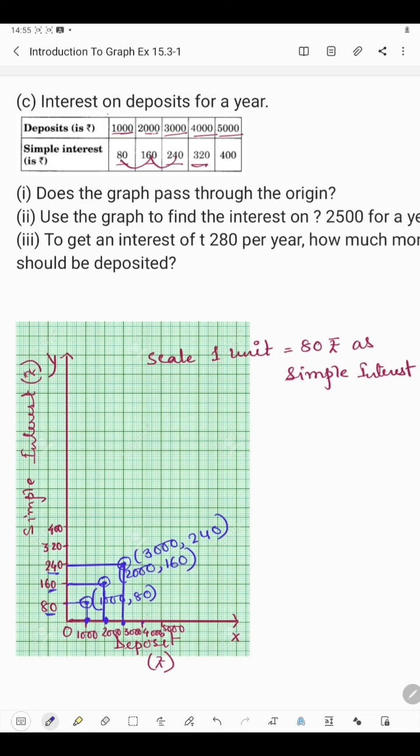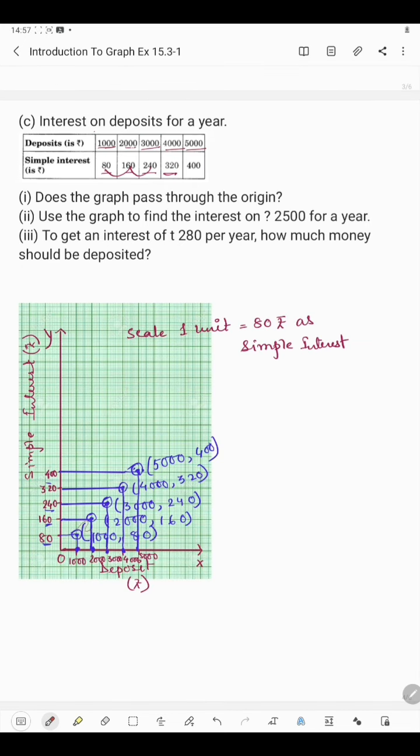Similarly on 4000 rupees, here is 4000. For 4000 the interest is 320. So here the value of x is 4000 and the value of y is 320. And on 5000 rupees, here is 5000 on the x-axis. So if you go upwards, and from here if you go to the y-axis, you will get 400. So this is the coordinate 5000 and 400. Okay, now we will join these to get the graph.